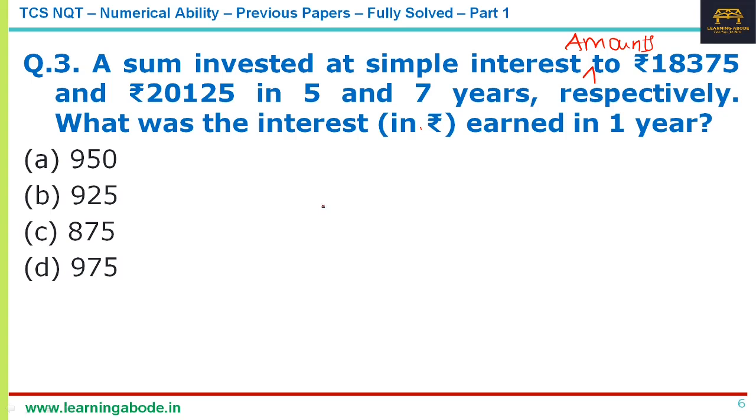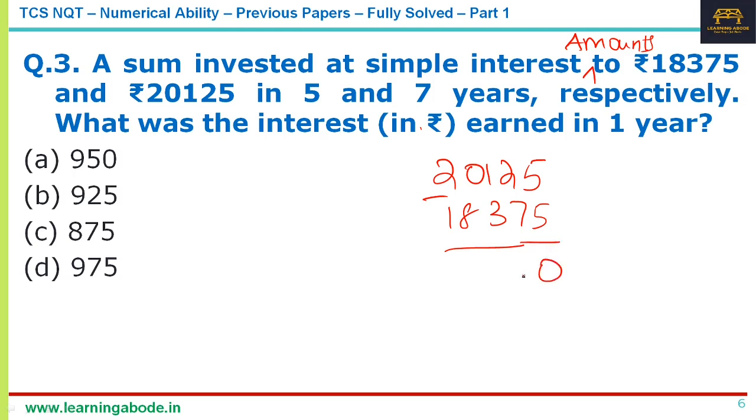So what was the interest? So you know what you should do, right? The best thing to do would be to straight away write 2125, 18375. Find the difference. That will be 51750. Now this is for 5 years and 7 years, so there's a difference of 2 years. So each year interest is 875. So the answer is answer option C. 875 is the answer for this question.